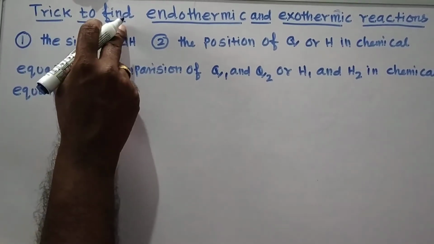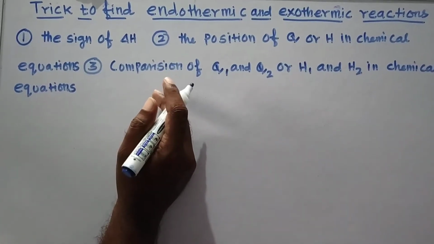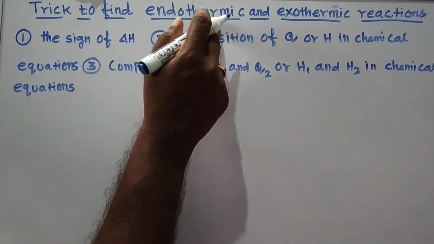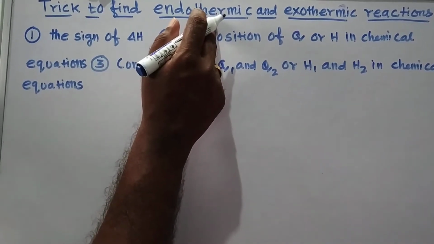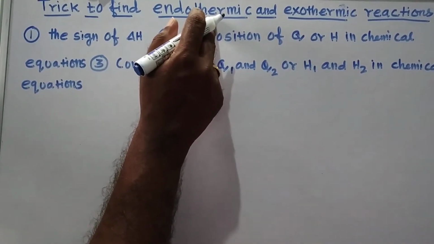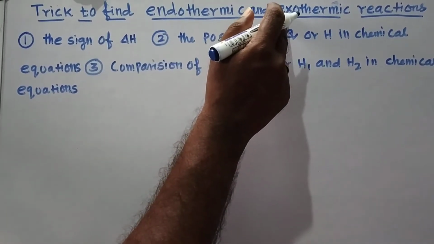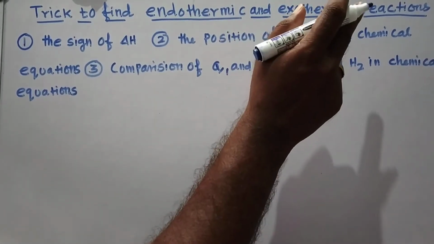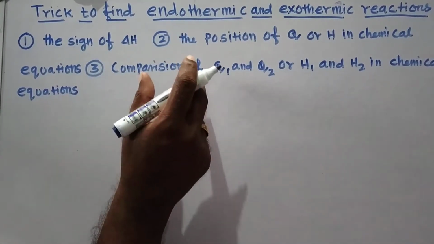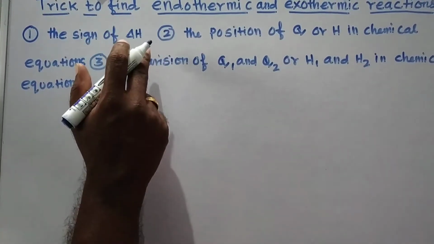Trick to find endothermic and exothermic reactions. It's well known that endothermic reactions means the reactions in which heat energy is absorbed during the course of the reactions, and exothermic reaction means the reactions in which heat is given out during the course of the reactions. Okay, how do we find out whether the given reaction is endothermic or exothermic? We are going to see the tricks.